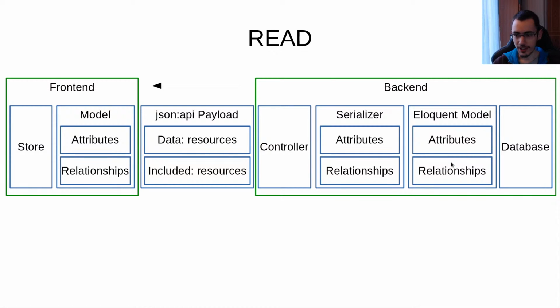But the downside you can see with this is that we have relationships in 3 different places, and we will need to define them in 3 different places. Same with the attributes, we will need to define them in 3 places. Sometimes we can skip a bit of logic, but mostly there are 3 places where we need to define the attributes. We need to define them at the eloquent level, at the serializer level, and at the model level.